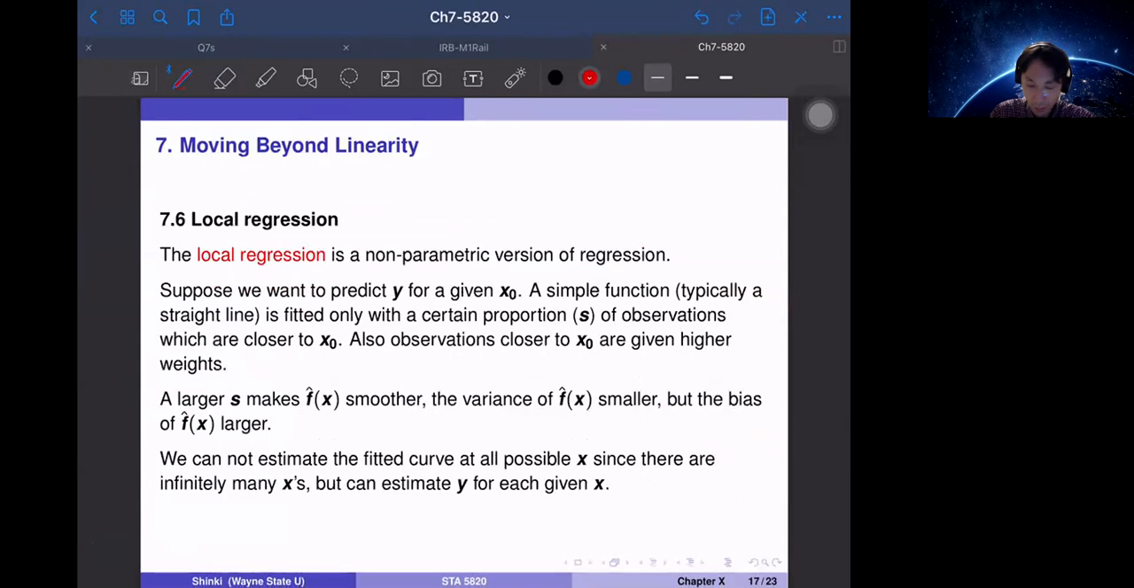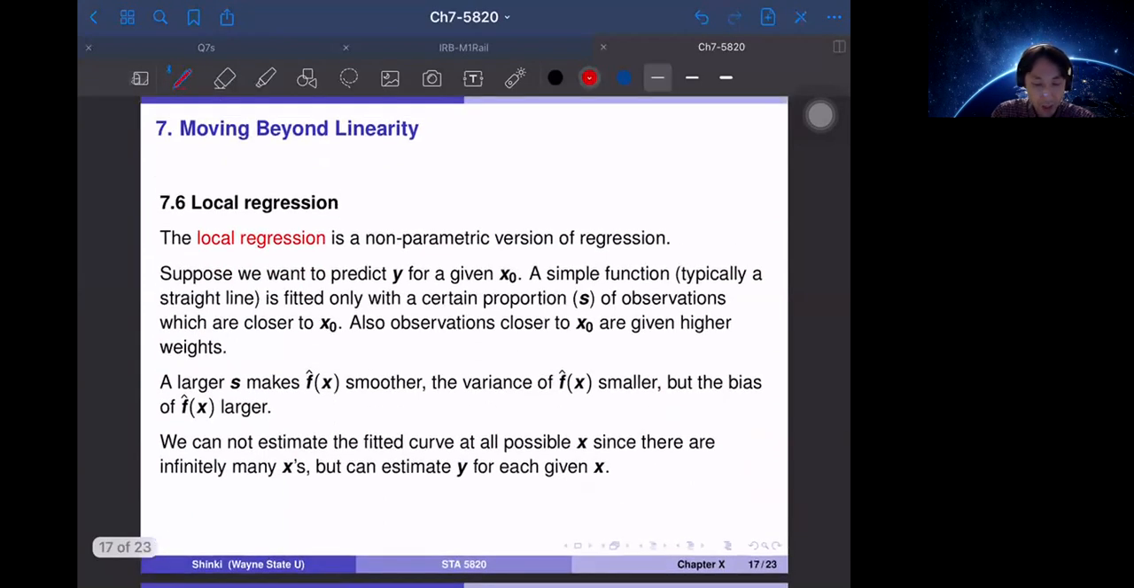Okay, if you don't have a question, then we go to the next one. This is a little different idea: local regression. Local regression is a non-parametric version of regression. The idea is that we only use local information to determine the fitted value. Linear regression is global in the sense that we use all observations.